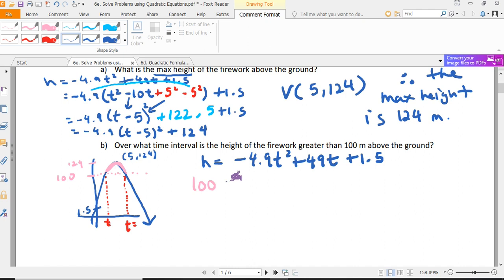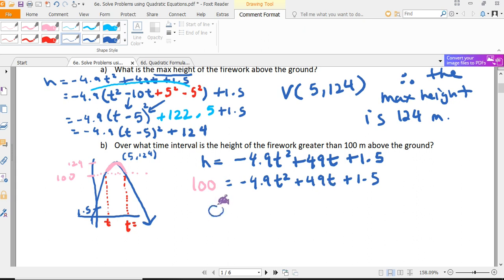Now, 100 equals the rest of the equation. Okay? Now all we have to do is solve. We're not solving for a max height or minimum height, we're trying to solve for t. Since we're trying to solve for t, that means we either need to factor or use the quadratic formula.